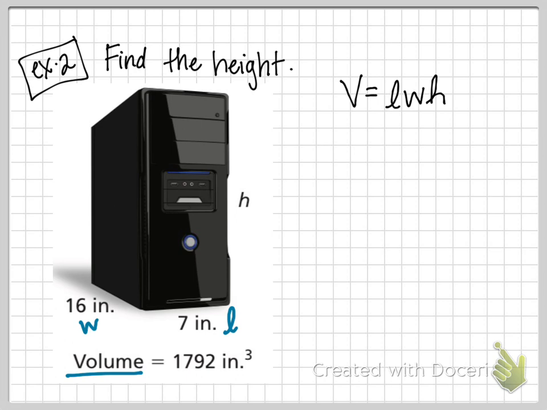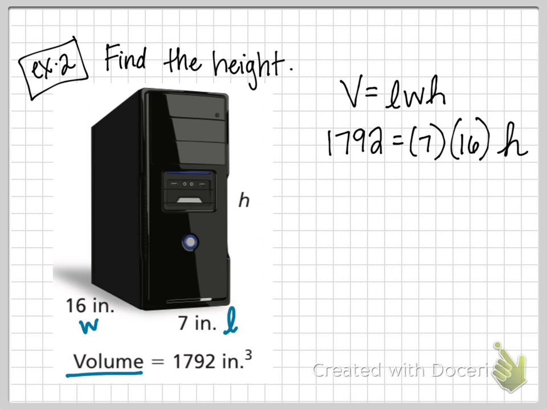Into our formula, plug in what we know. We know volume, right? 1792. We know the length, 7. We know the width, 16. We do not know the height, so that's going to stay as our variable in the equation.